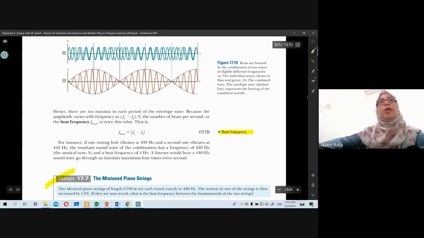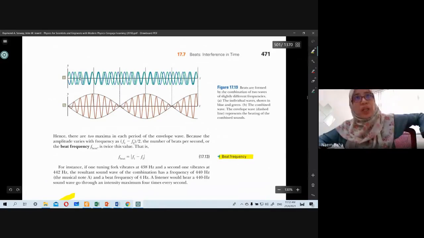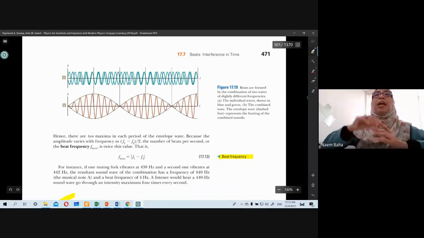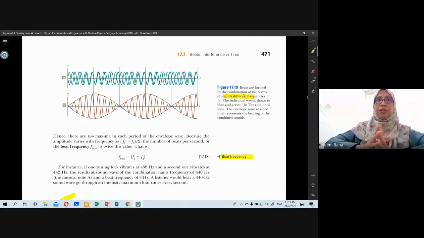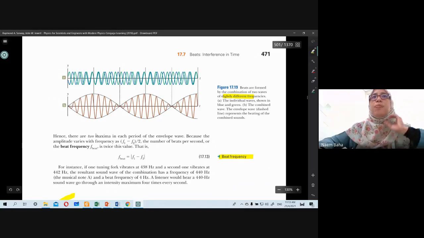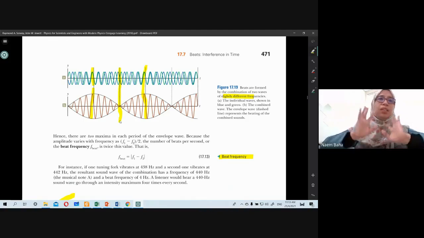Likewise, what you see here: two frequencies, two sounds that vary only slightly, slightly different. Sikit je beza dia. Dia tak boleh beza banyak. And then when they overlap, they undergo interference, and you see a pattern to the sound. Here is where the total is amplified, and here, total nodes. So you again see as if a resonance, but it's not a resonance.